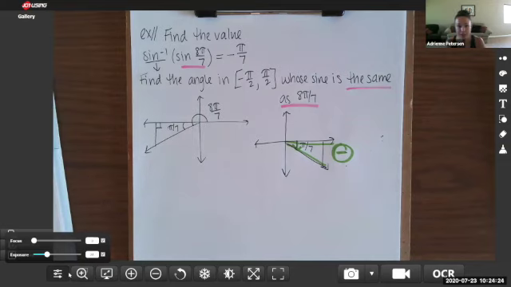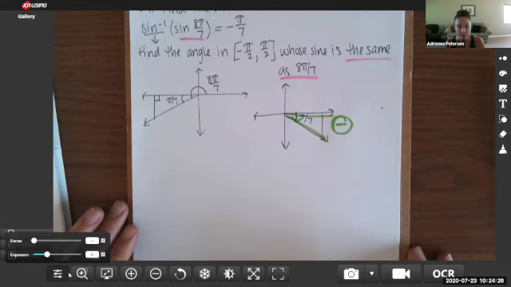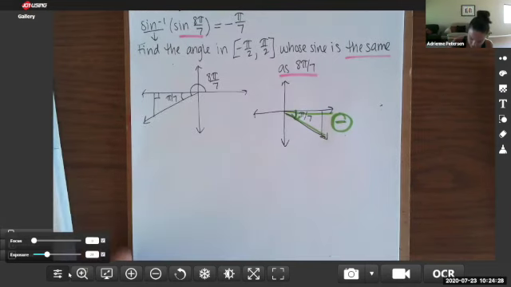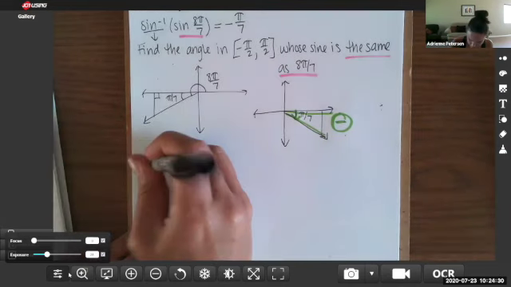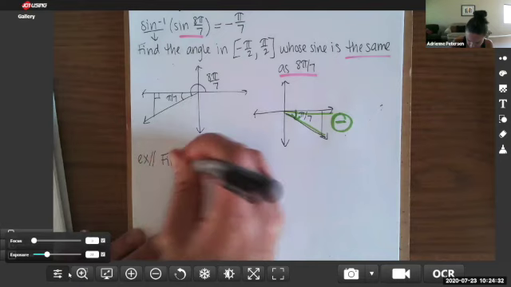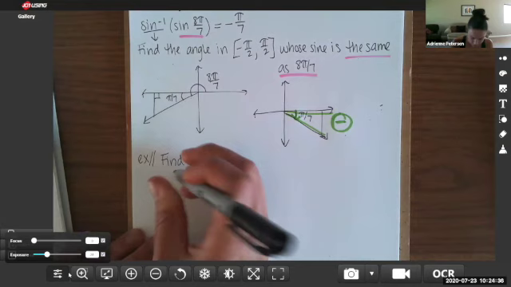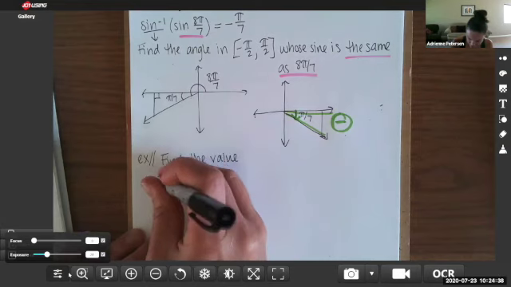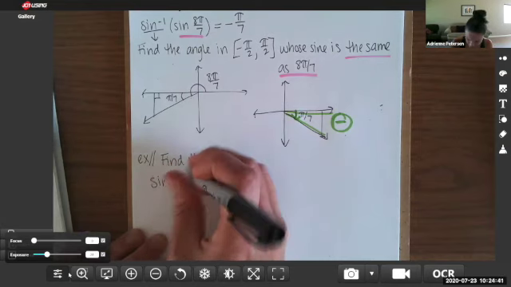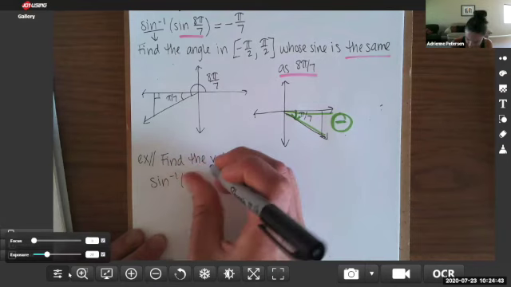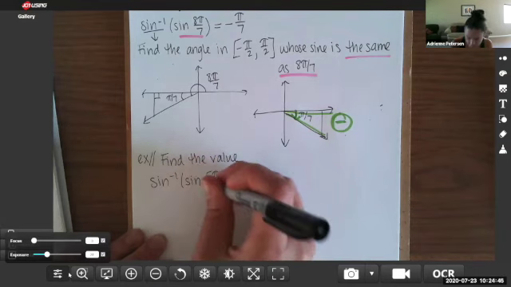Okay, let's do 1 more. 2 more, I got 2 more for you. So let's find the value of inverse sine of 5 pi over 8.